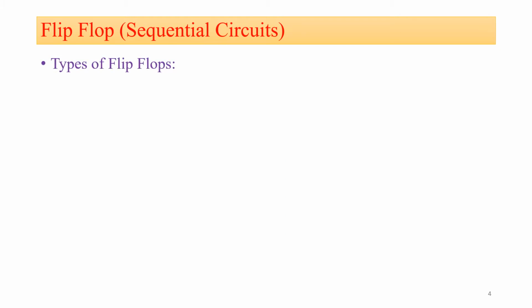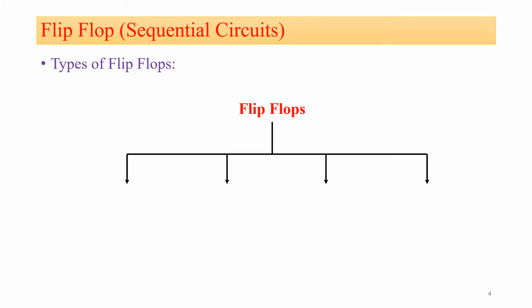Now, which are the different types of flip-flops? Flip-flops are basically divided into 4 types, out of which the first type is the SR flip-flop, which is also called the set reset flip-flop. Why this flip-flop is called a set reset flip-flop, we will cover in the next topic. Then the second type of flip-flop is the D flip-flop or delay flip-flop. The third type is the JK flip-flop, and the last type is the T flip-flop.